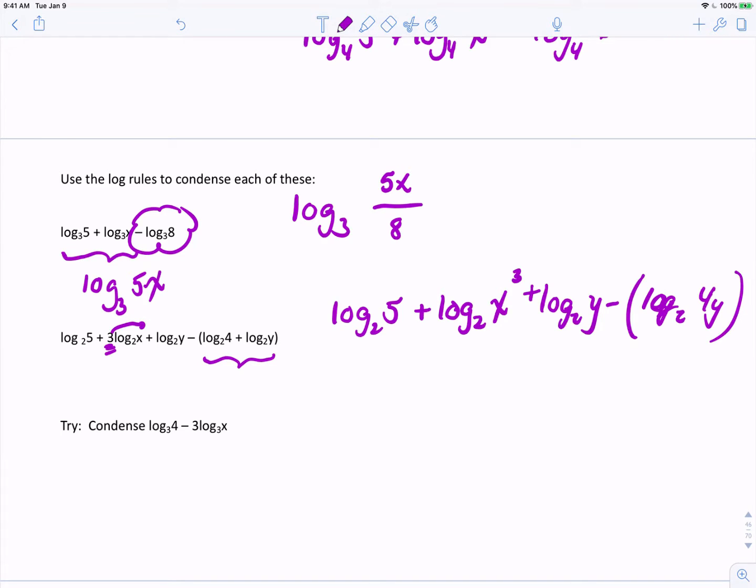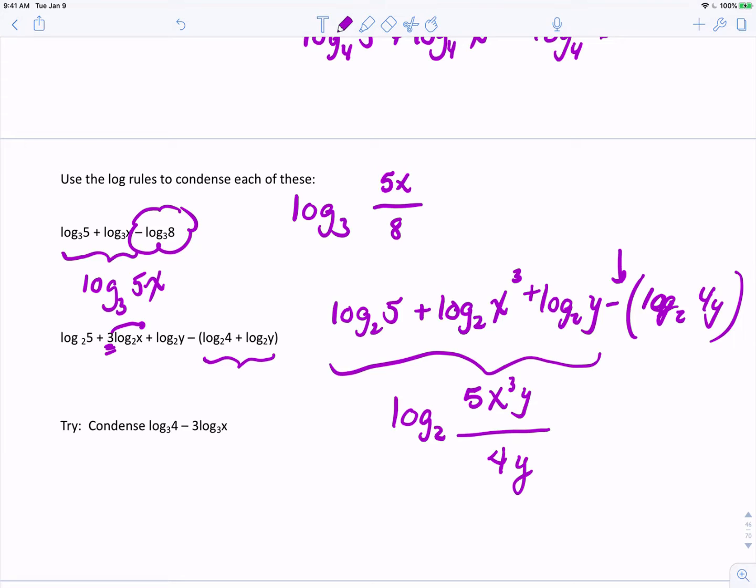Okay, now these are all being added together. Adding is the same as multiplying. So we have log to the base 2 of 5x cubed y, and subtracting is the same as dividing. So now we've condensed that into one log expression.